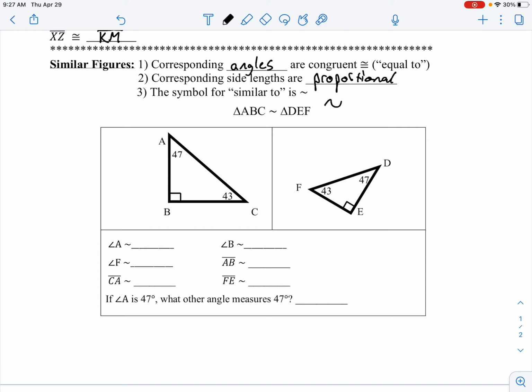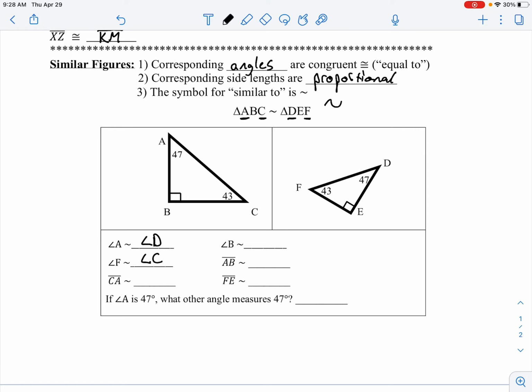Alright, so here it tells us that triangle ABC is similar to DEF. So we don't want to get confused and say, angle A is the same as angle F, because angle A is in the same spot as angle D. So that means that angle A is similar to angle D, which they are the same angle. Angle F, well, F is in the third spot of the name, so we're going to look to the third spot in the other shape's name. So angle F is the same as angle C.